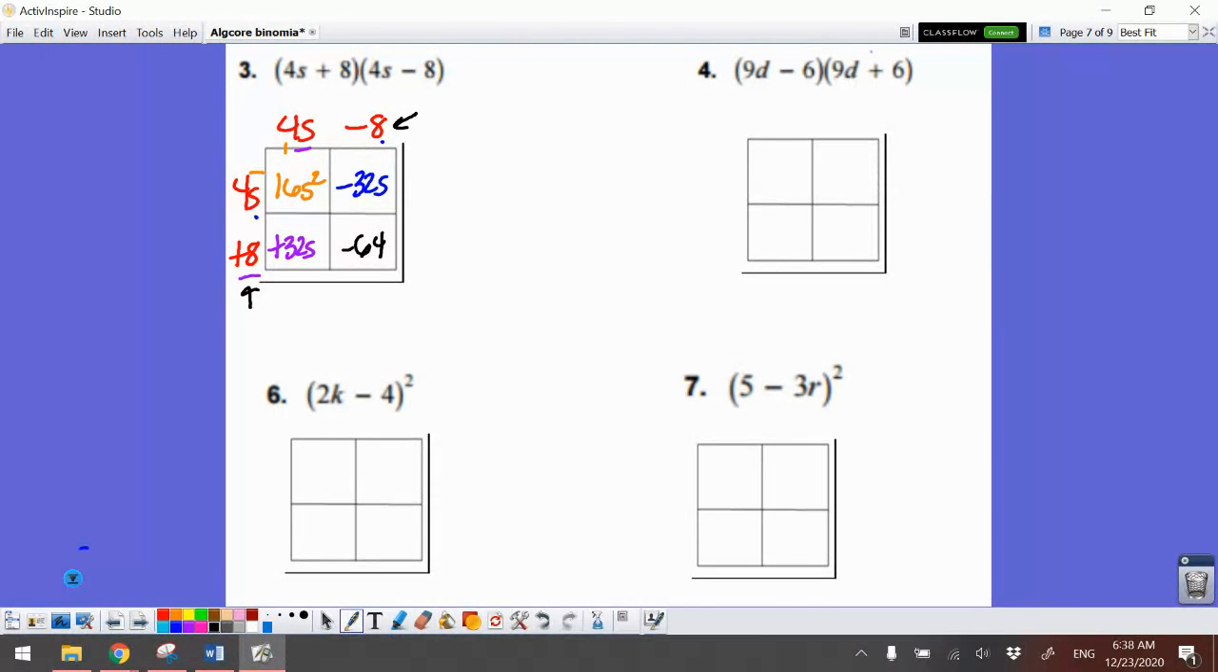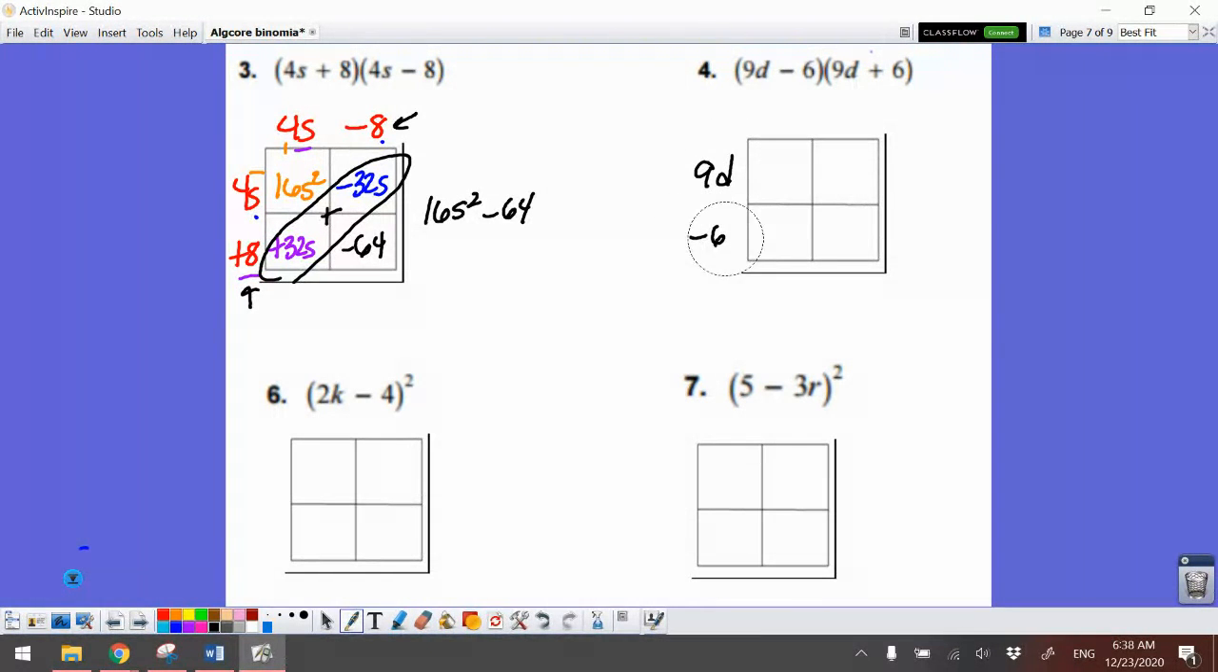So I see if I combine these on the diagonal that a positive 32 and a negative 32, those are gone. So my answer on this one is 16s squared minus 64. I don't write a 0s. Okay, I don't write a 0s. Let's take a look at this next one.